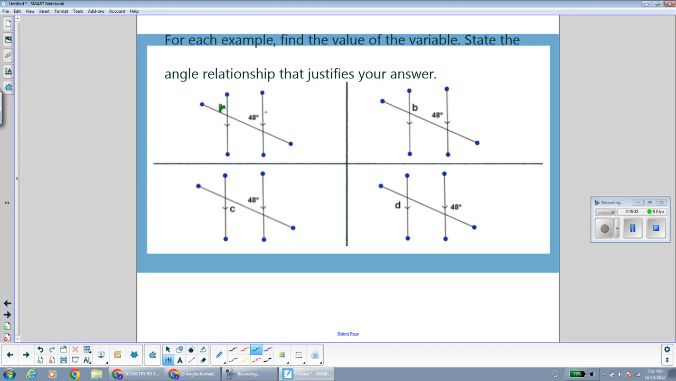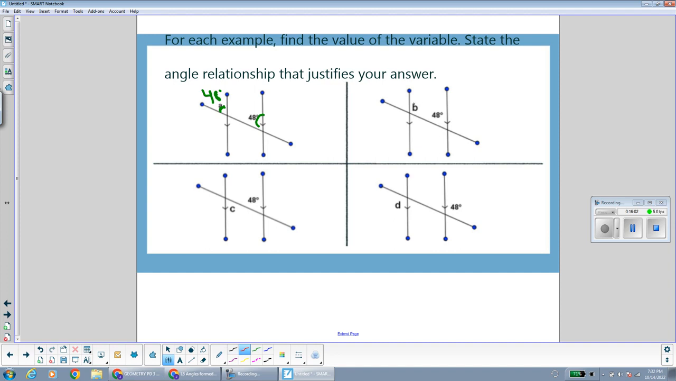A and the 48-degree angle are corresponding angles. Top right, top right. Corresponding angles are congruent when parallel lines are cut by a transversal. We know that we have parallel lines here because I see the little arrows on the lines. Those little arrows indicate that they're parallel. So A should also be 48 degrees, once again, because they are corresponding angles.